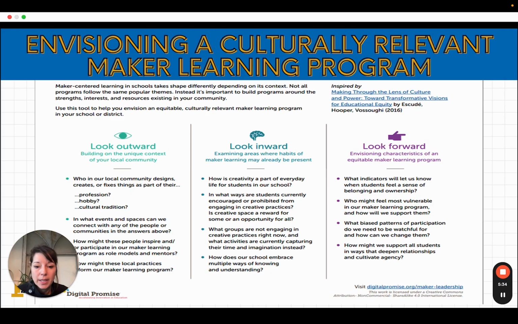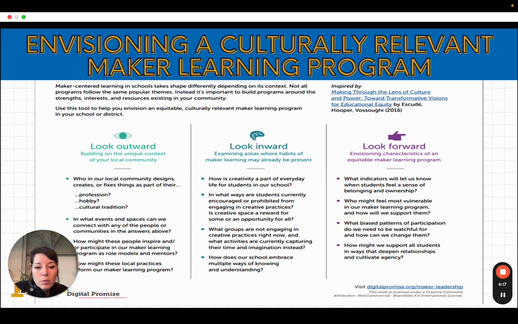The next step is to look inward and to see within your school, within your business, within your after-school care program, within your Boys and Girls Club, whatever your makerspace, wherever it's located, we want to look at just the creativity that takes place in the school naturally. What are the students encouraged to do and discouraged to do within the walls of the school? What groups are already existing within the school that are maker related? And how does your school embrace multiple ways of knowing and understanding? So again, tying back to some of those values that you identified early on.